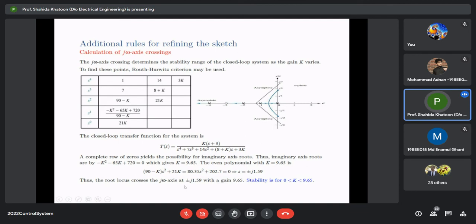The root locus crosses the j omega axis at plus minus j 1.59 with gain equal to 9.65. So the stability range is k varies from 0 to 9.65. And at this point, the root locus crosses the j omega axis and enters into the right half of the s plane. So it enters into instability. So please note it down in your notebook.